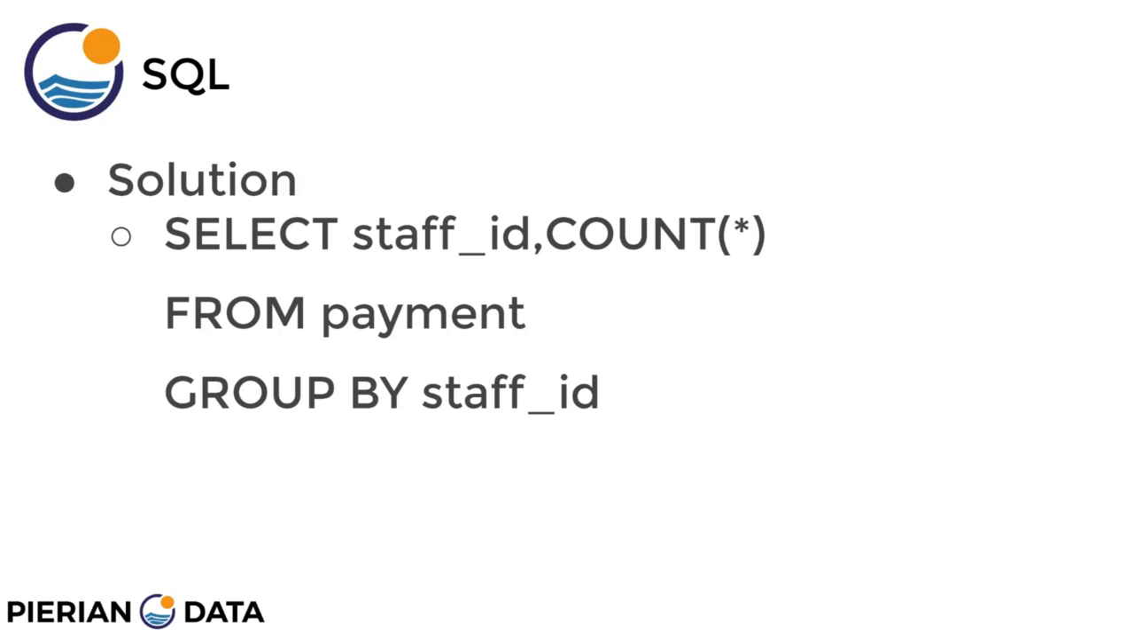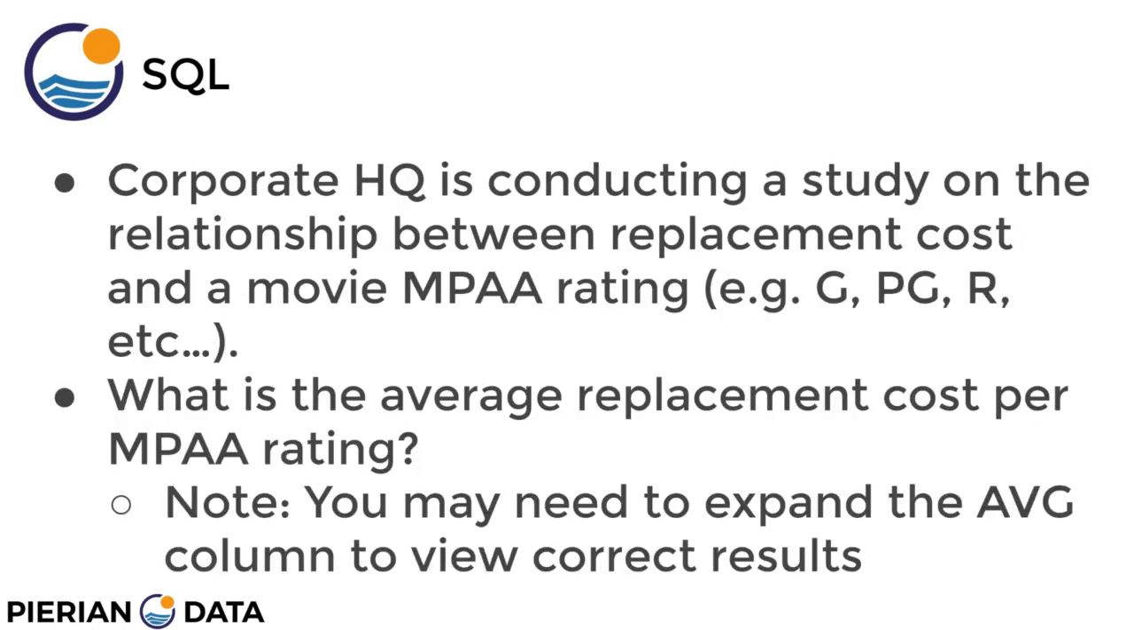All right, so let's move on to the next challenge. Corporate headquarters is conducting a study on the relationship between replacement cost and the movie's MPAA rating, that is to say, its rating of G, PG, R, etc. What is the average replacement cost per MPAA rating? Note, you may need to expand the average column to view the correct results.